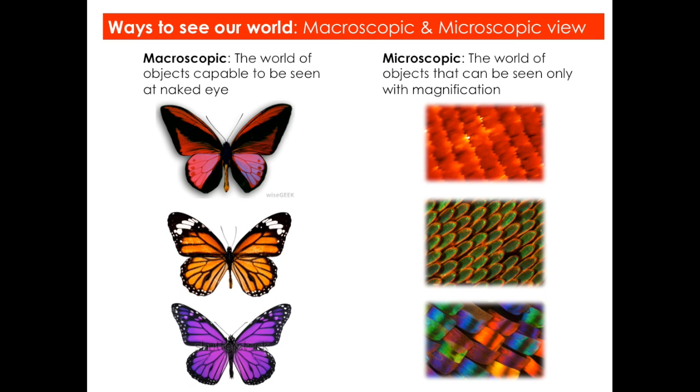There are different ways that we can see our world, and it can be a macroscopic or microscopic view. Macroscopic is the world of objects that can be seen with the naked eye. In here, we can see some butterflies. Microscopic is the world of objects that can be seen only with magnification. In here, we can see 3 pictures of the wings of these butterflies.